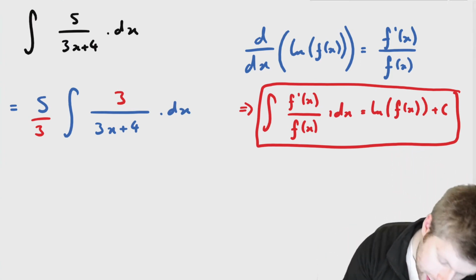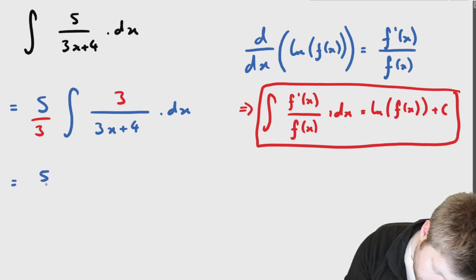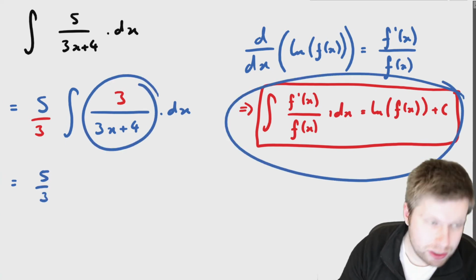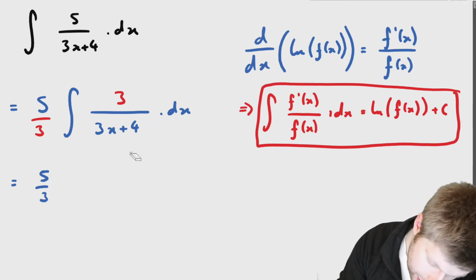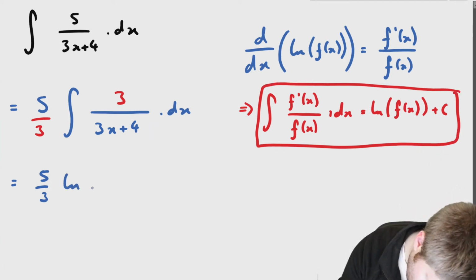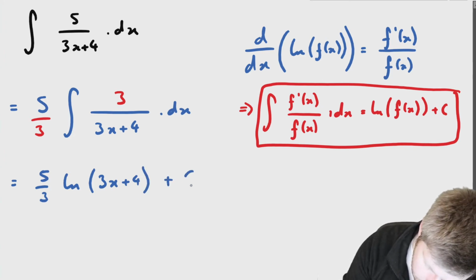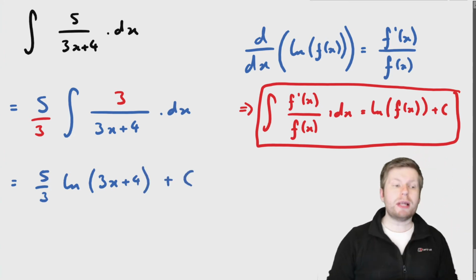So now actually, it's a relatively straightforward thing. I'll just end up with 5/3. And then I realise that this situation is exactly the same as the situation I've got over here in red. So this should just be equal to the natural log of the denominator function, which is 3x plus 4, and don't forget the plus c. Okay? So it's as simple as that.